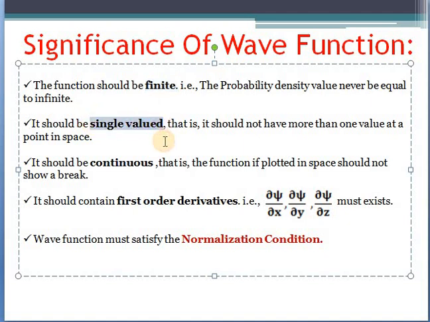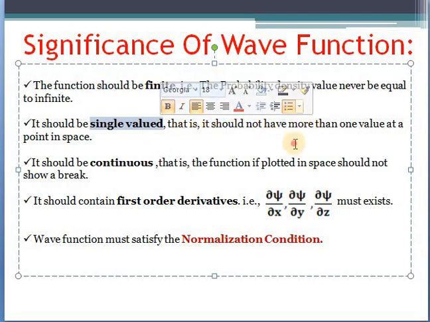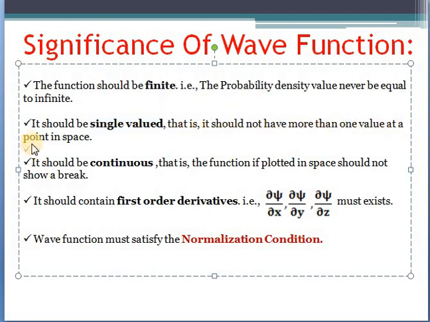And the wave function psi must be single valued. That means you should not have more than one value at a point in space. This is a representation of the Heisenberg uncertainty principle. So it should have a single value; psi should not have two values at the same instant of time. That is not possible.